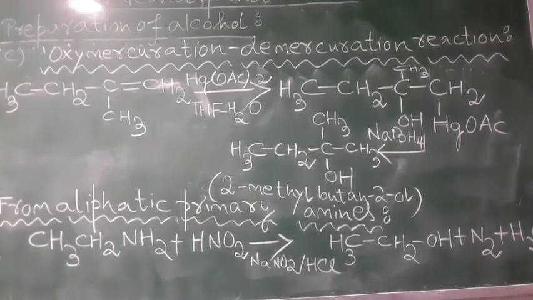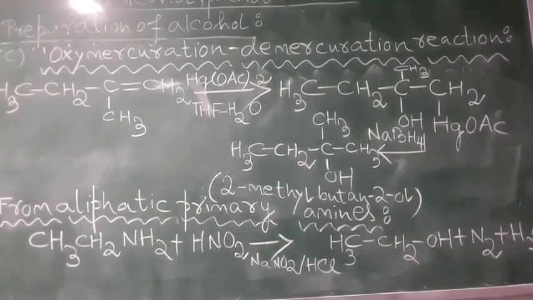Now students, I have discussed yet another method of preparation of alcohol, and this time the method is from aliphatic primary amine. Example, I have taken ethylamine, the formula of which is CH3CH2NH2, plus nitrous acid, HNO2. As I have told you earlier, we do not have nitrous acid in our lab. In fact, you will not find nitrous acid in any laboratory, because it is very unstable. It gets oxidized to nitric acid.